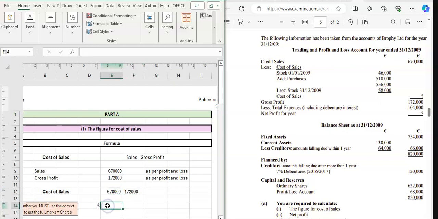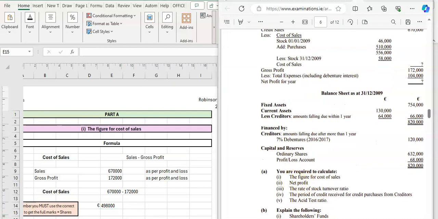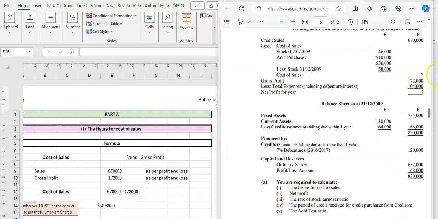And that's going to give you your cost of sales. So 670,000 minus 172,000. So your cost of sales then are 498,000. So that's the first working done for Brophy 2010, calculating your cost of sales, taking your gross profit away from your sales. That'll give you your cost of sales.